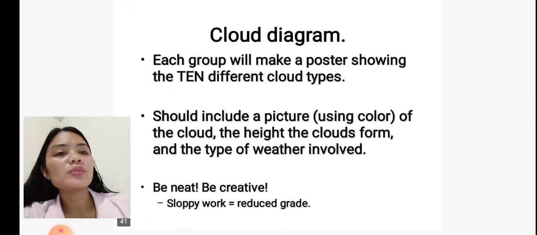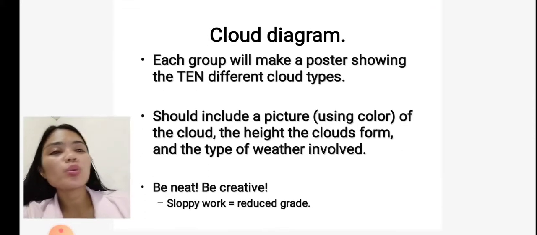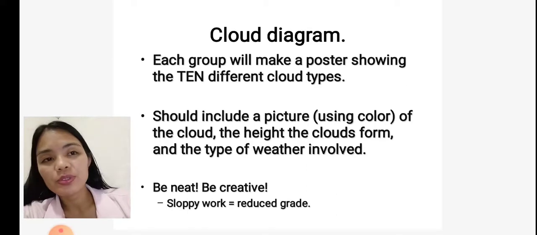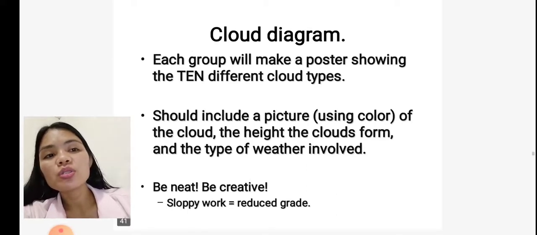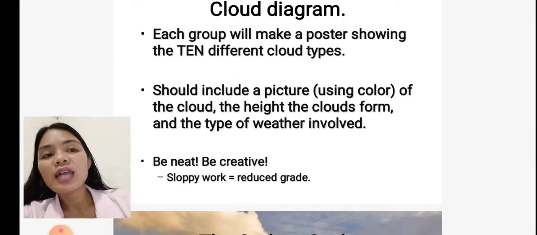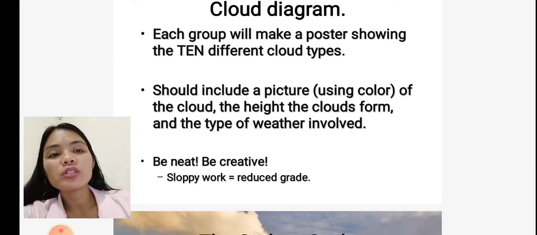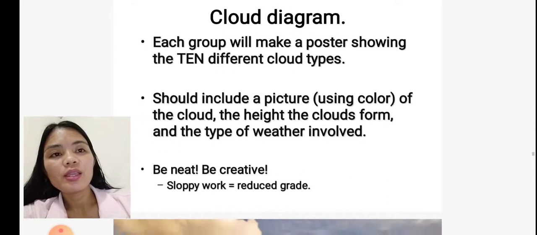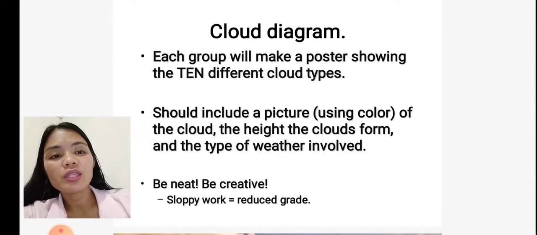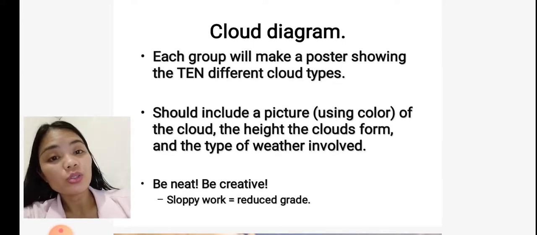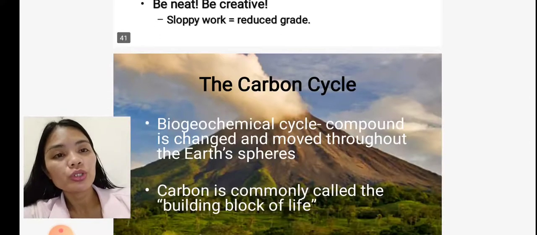Cloud diagram. Each group will make a poster showing the 10 different cloud types. It should include a picture using color of the cloud, the height, the cloud's form, and the type of weather involved. Be neat and be creative. Hindi ko na ito ipapagawa kasi nga kinuha ko lang naman to sa computer.